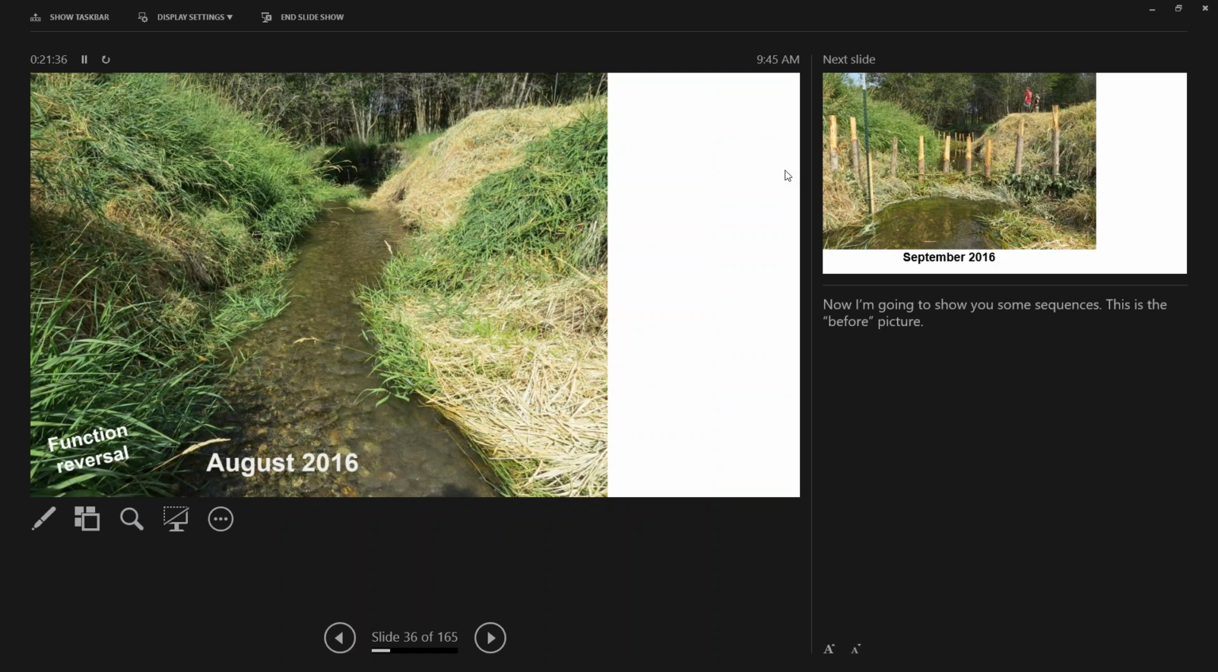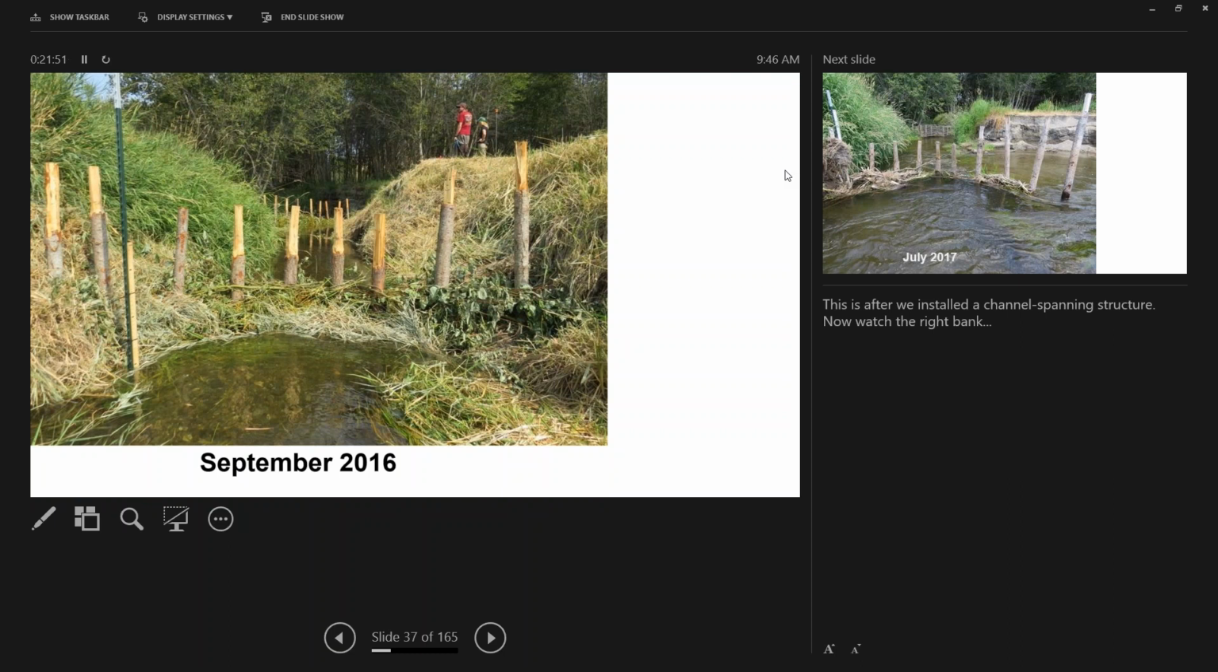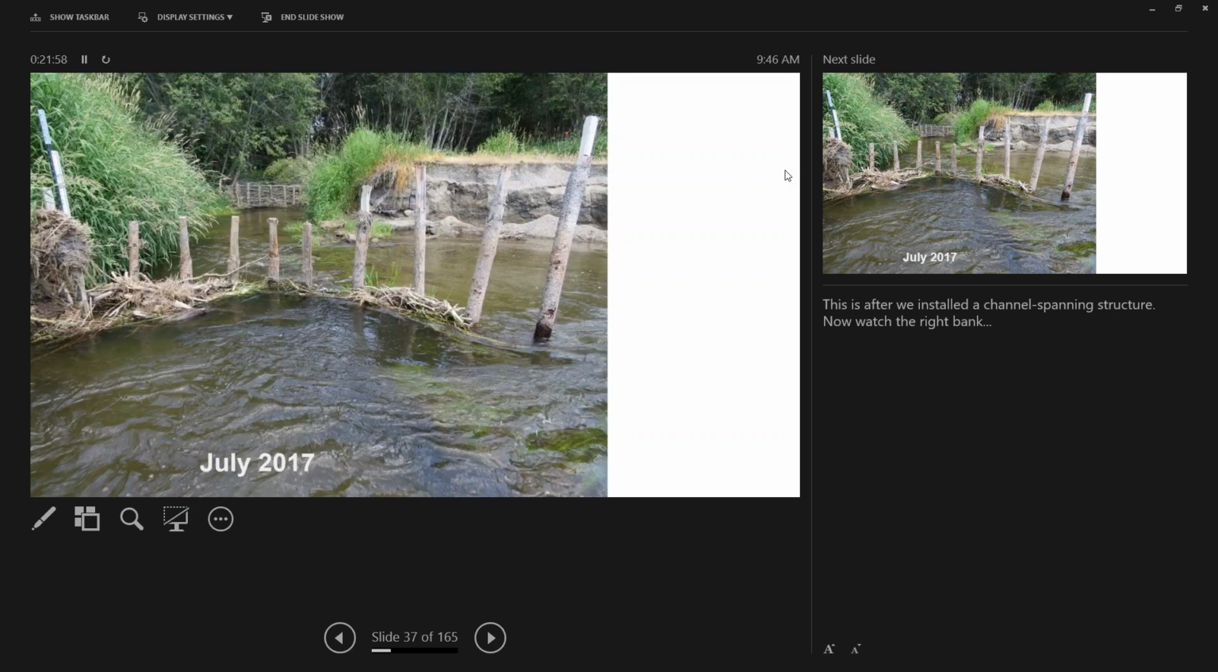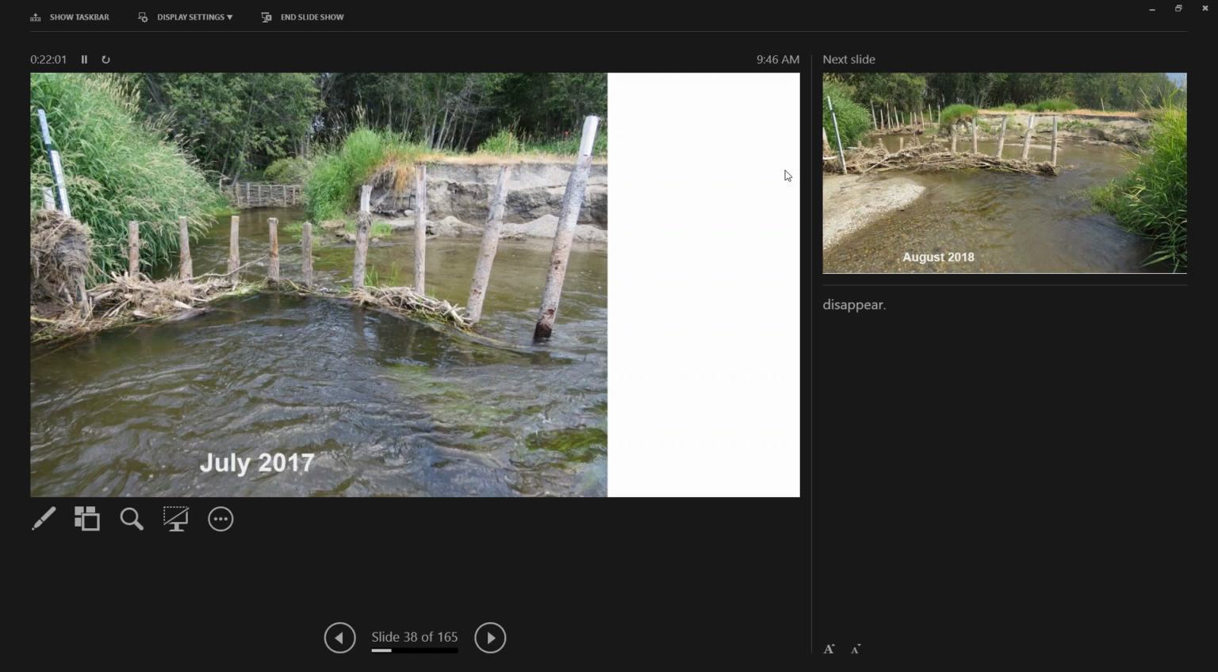So sometimes the functions that we intend are not the functions that the stream decides to deploy. And so I'm just going to show you an example of function reversal where we put in a channel spanning BDA hoping to grade the stream bed, and here it is. It's beautiful. Just look at the right bank where it's located when we started here in this trench. This is basically a straight trench when we started. And the following year, it's flanked.